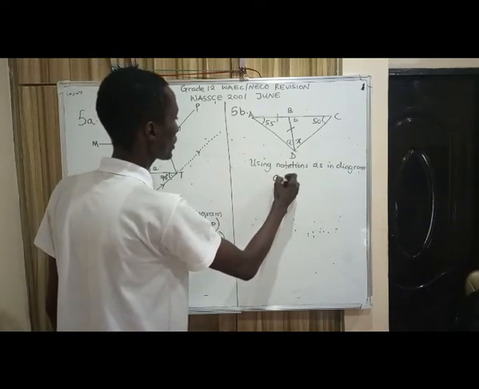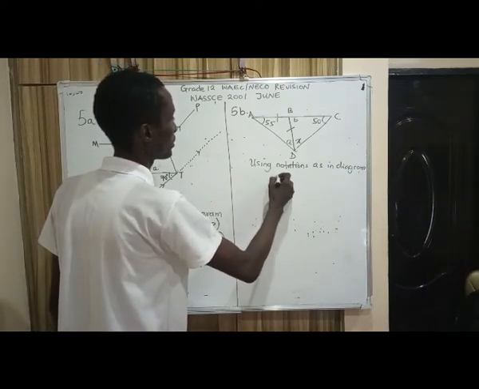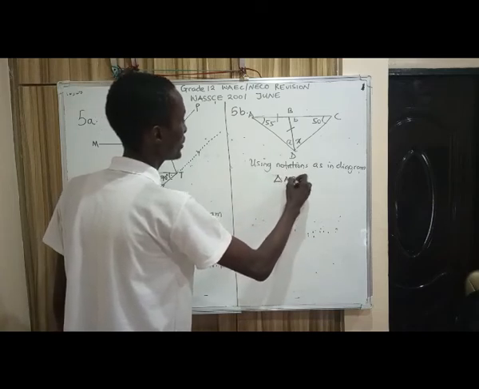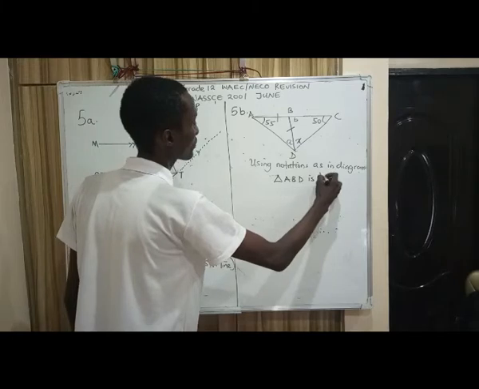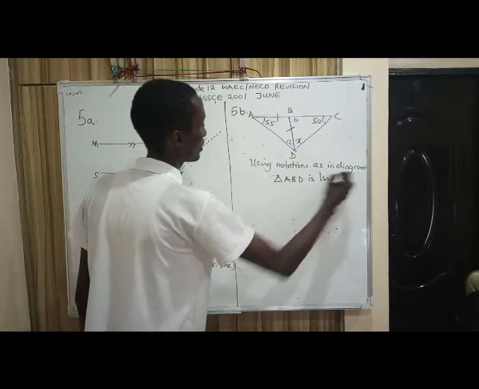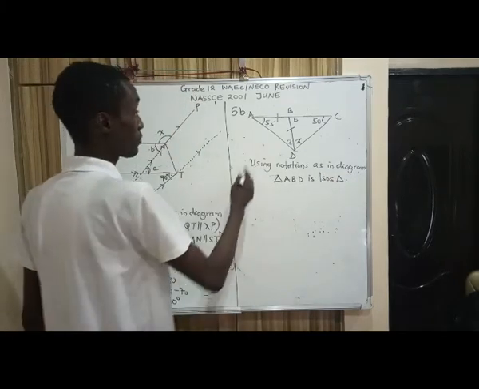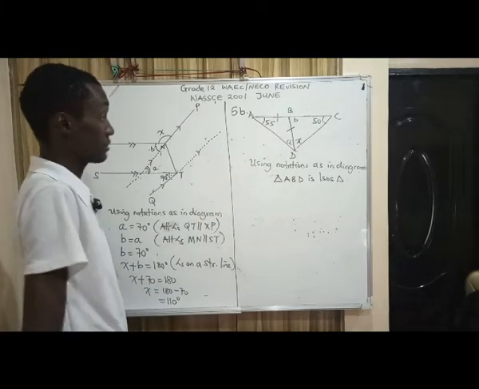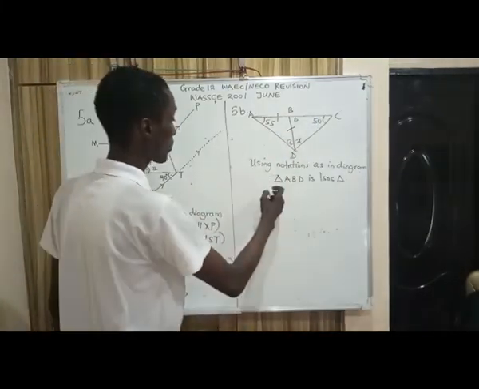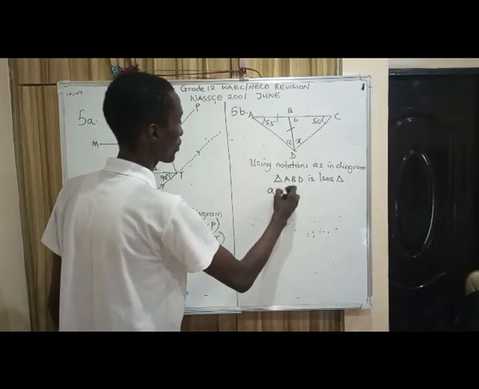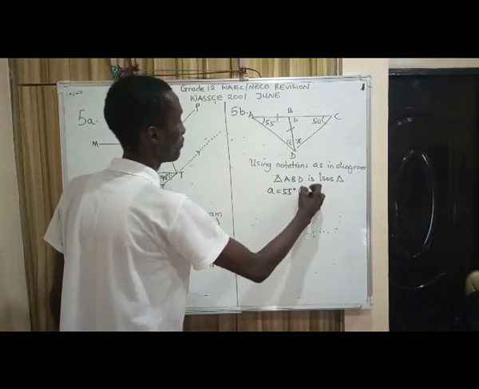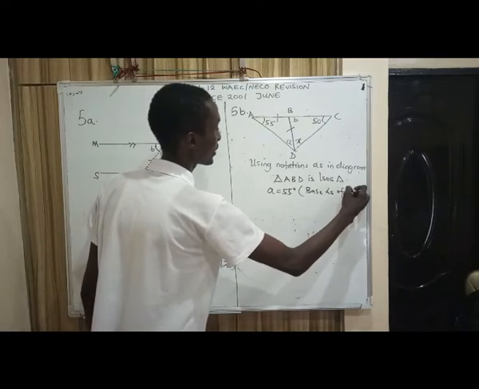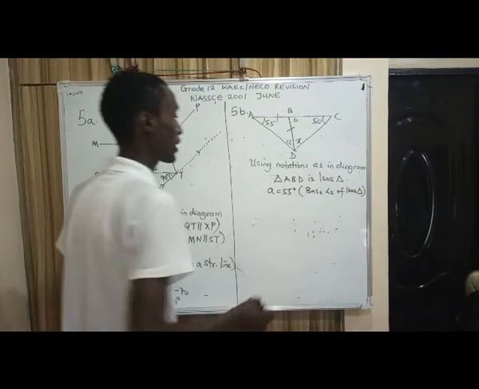Now look at this. Triangle ABD is isosceles triangle. How do I know that? Because AB is equal to BD. It's seen on the diagram, it's given. I can see it. So that will mean that A will be equal to 55 degrees, base angles of isosceles triangle.